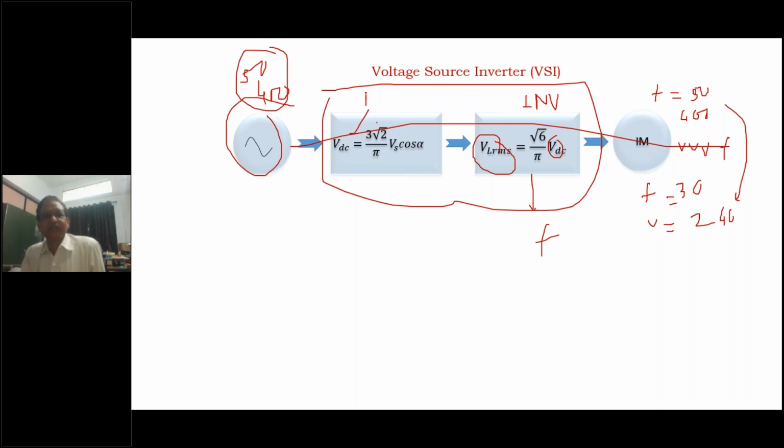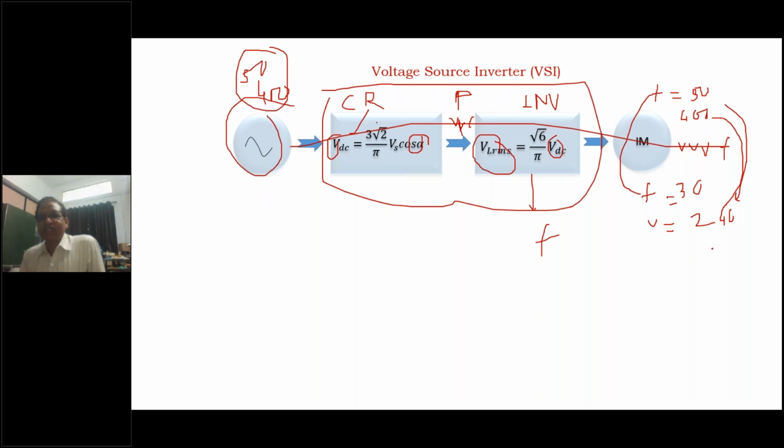This is the rectifier, controlled rectifier, CR. This is going to control the VDC, which depends on firing angle alpha. So here VDC is variable, and this will control the frequency. So we can change the frequency from 50 to 30 hertz and voltage from 400 to 240 volt as per the requirement of how much voltage is required. So this is the method.